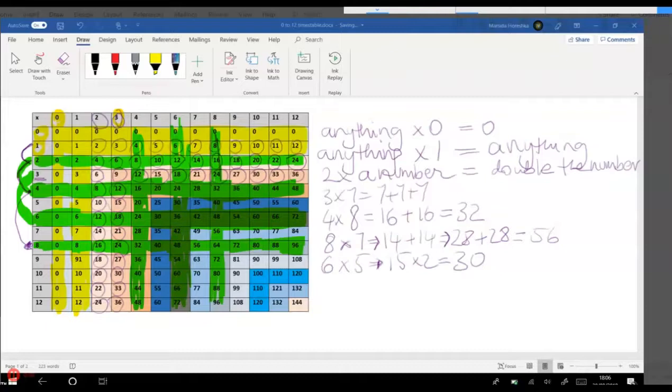So we've already done 0, 1, 2, 3, 4, 6, and 8. The 5s are what learners typically consider to be the easiest one, because you've got 5, 10, 15, 20, and so on. So that's not a difficult one to do.